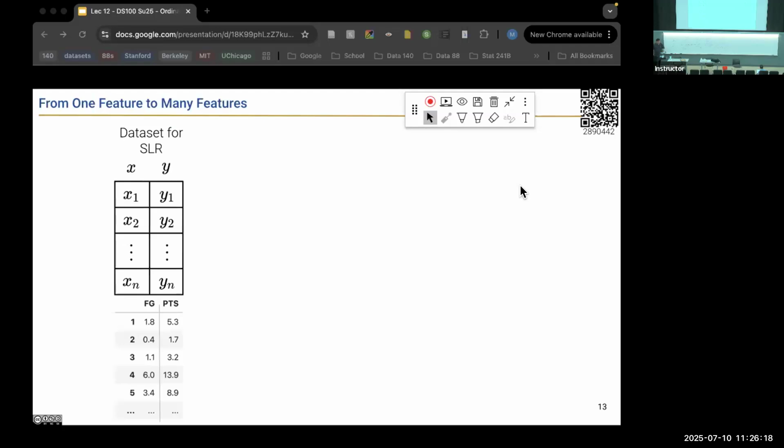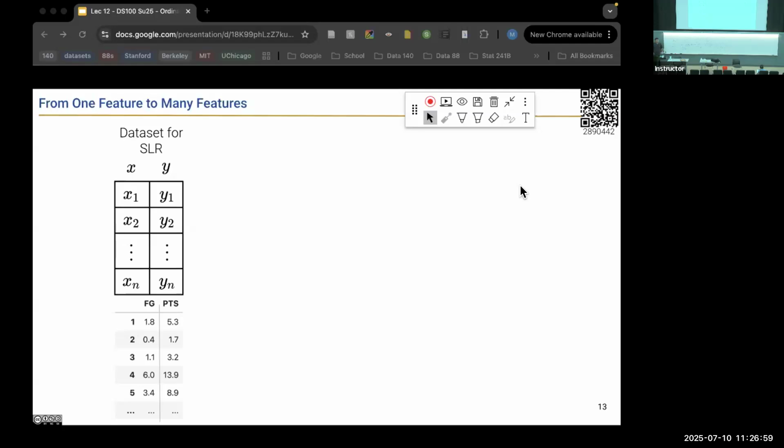Okay, so just to review and compare a little bit, for our simple linear regression model, this is going to be our data set, right? We will have a single feature, x, and then we'll have a true response column, y. So today, whenever you see x and y without a subscript, that usually denotes the entire column of that feature, okay? So for our NBA example, we could use FG, field goal, as a feature, and then PTS is our response.